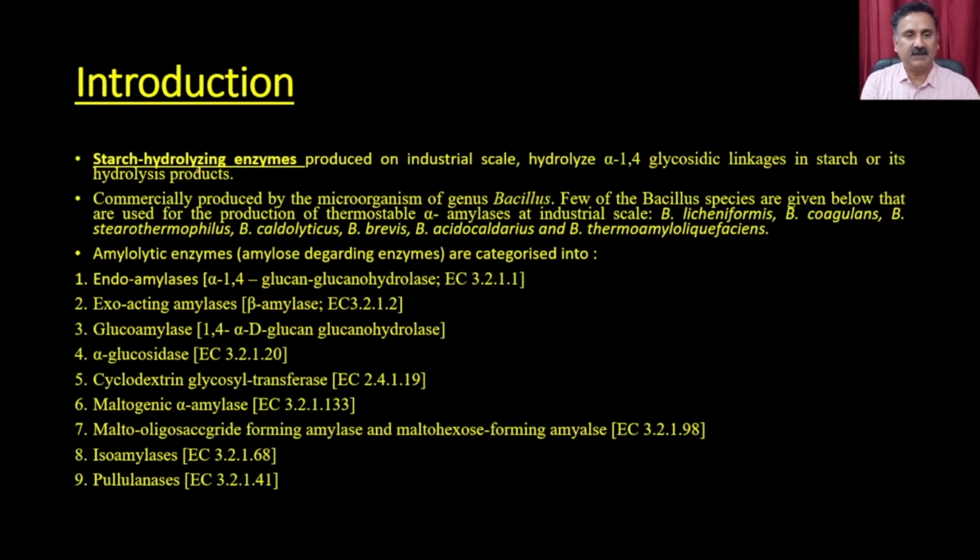Alpha amylase is a starch hydrolyzing enzyme produced on the industrial scale, which hydrolyzes the 1,4 glycosidic linkage in the starch and its hydrolysis products. This is commercially produced by microorganisms like Bacillus. A few of the Bacillus species used for the production of thermostable alpha amylase at industrial scale are Bacillus licheniformis, Bacillus coagulans, Bacillus stearothermophilus, and so on.